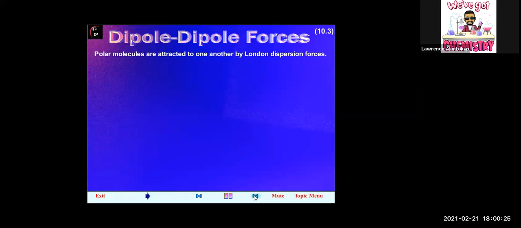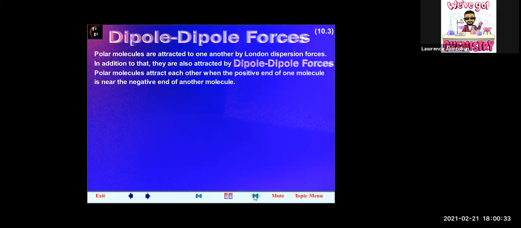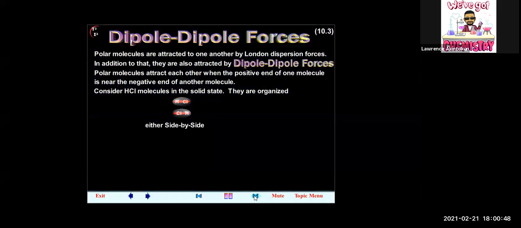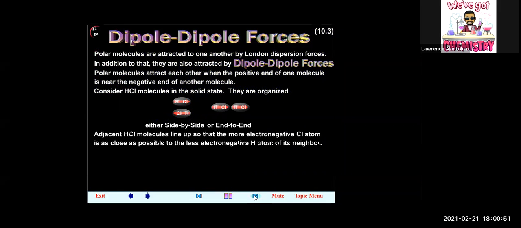Polar molecules are attracted to one another by London dispersion forces. In addition to that, they are also attracted by dipole-dipole forces. Polar molecules attract each other when the positive end of one molecule is near the negative end of another molecule. Consider HCl molecules in the solid state. They are organized either side by side or end to end. Adjacent HCl molecules line up so that the more electronegative Cl atom is as close as possible to the less electronegative H atom of its neighbor. This results in an attractive force called a dipole-dipole force.